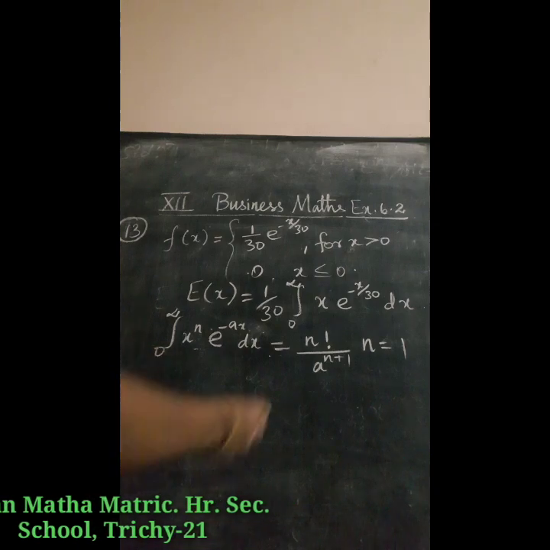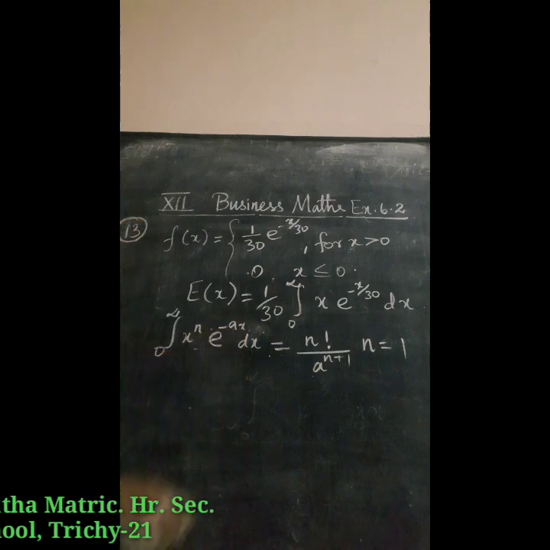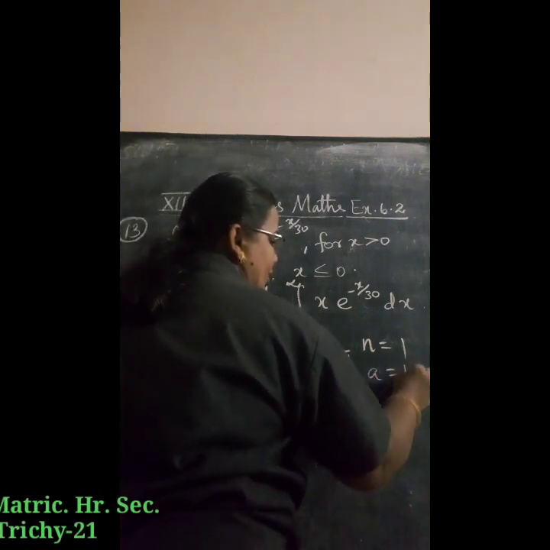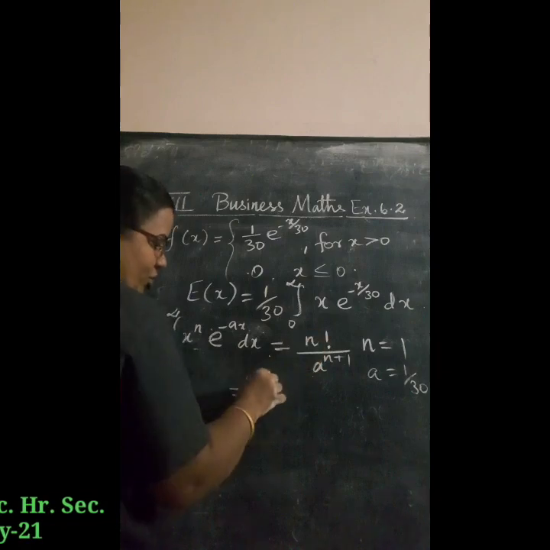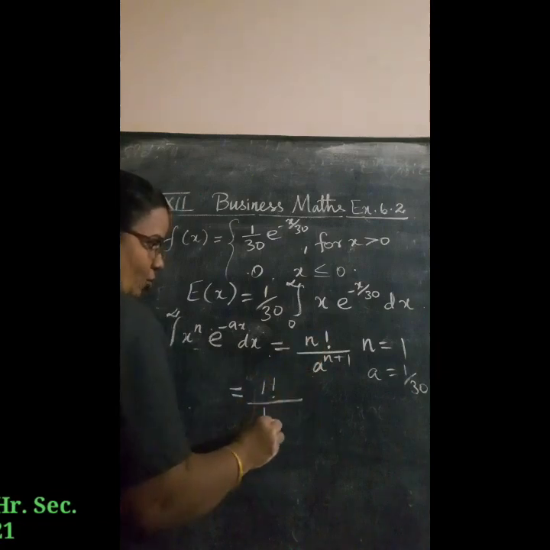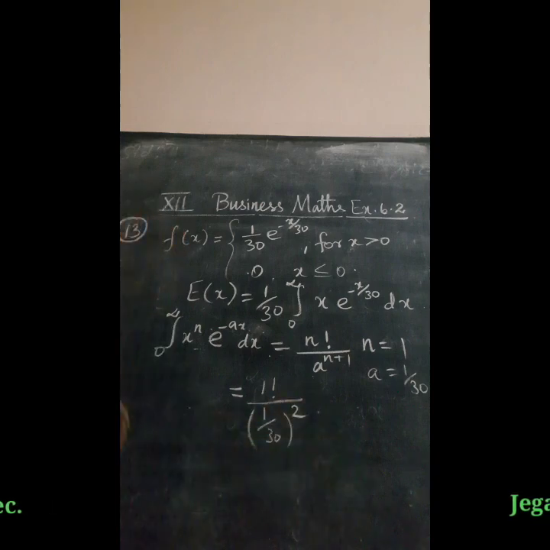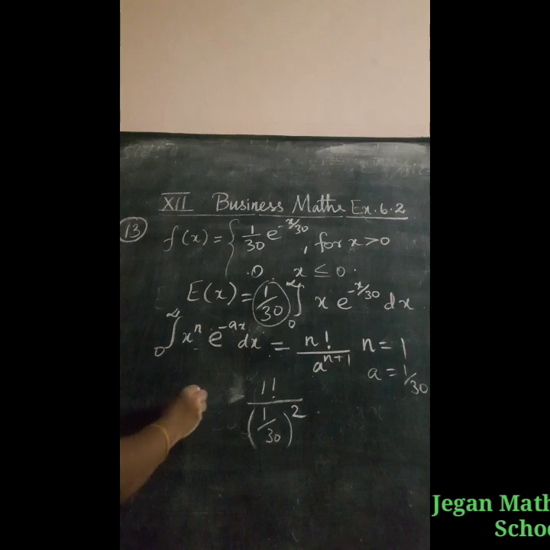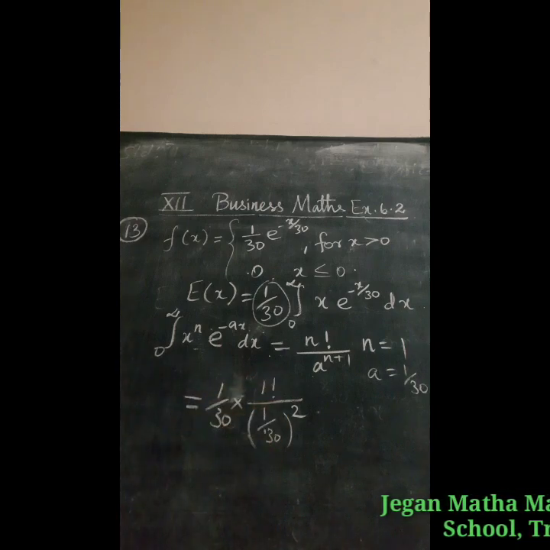And what is a? We want a also. What is a? That is a is the coefficient of x. So let us consider a is equal to 1 by 30. Now you have to substitute in this. We will get n factorial, meaning 1 factorial, divided by 1 by 30 the whole power n plus 1, meaning 1 plus 1, 2. So 1 by 30 the whole square. Now already 1 by 30 is the constant term here, so you have to add that one also. So 1 by 30 into 1 by 30 square.